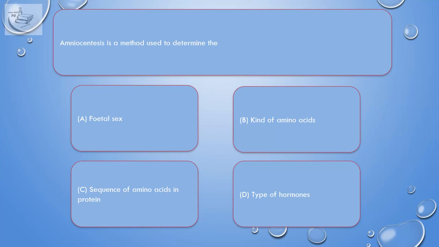Question: Amniocentesis is a method used to determine the A. fetal sex, B. kind of amino acids, C. sequence of amino acids in protein, D. type of hormones.